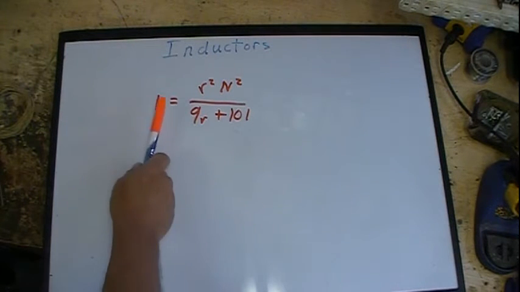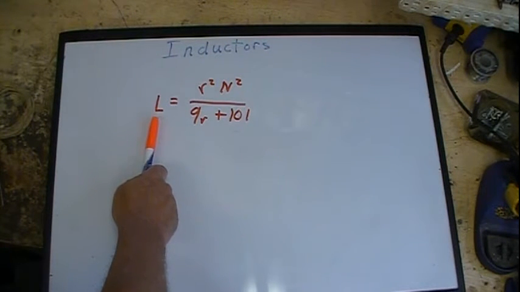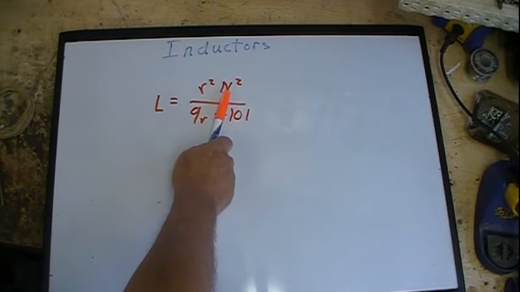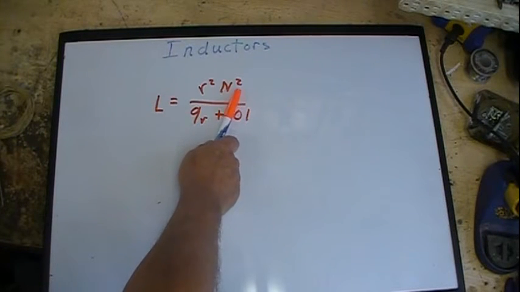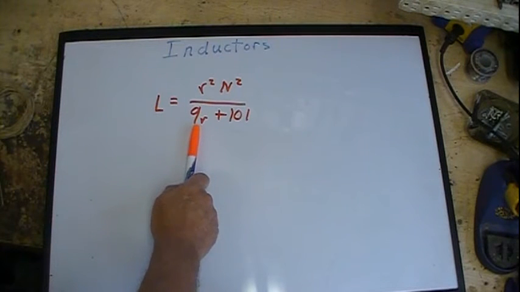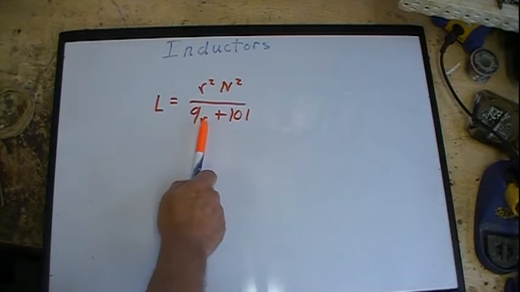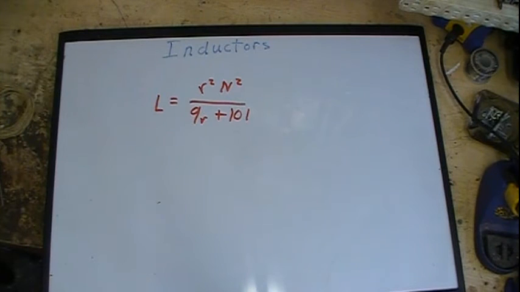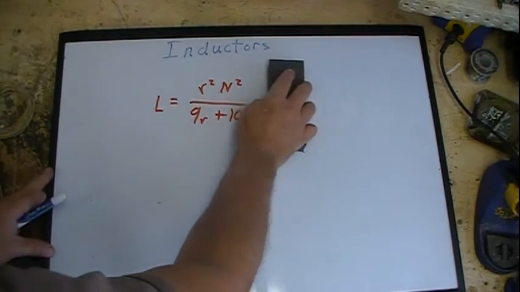So again, L, or inductance in microhenries, equals the radius in inches squared times the number of turns squared divided by the sum of 9 times the radius, again in inches, plus 10 times the length in inches. And that for a single layer air core inductor will give you the inductance.